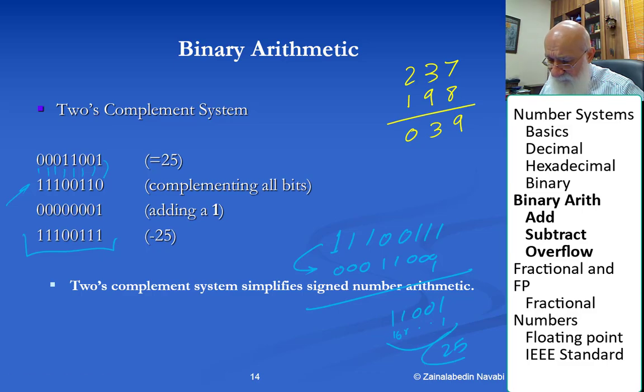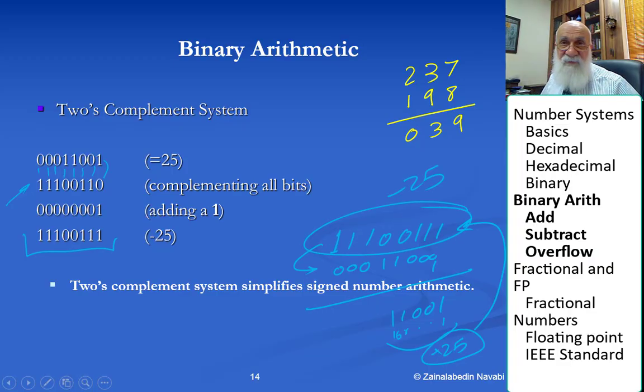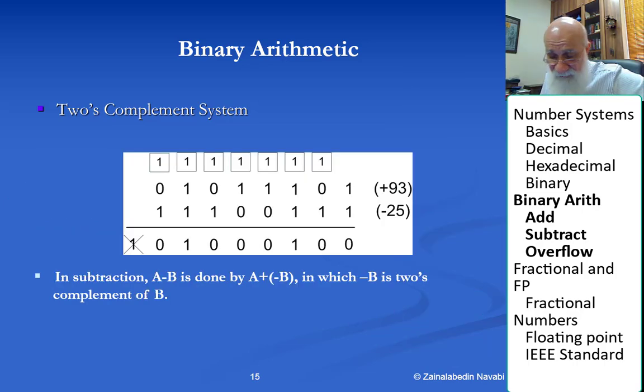Now that you have 25, that's plus 25. Then you say, if this was 25, because I went through this procedure and found 25, therefore this is minus 25. So this is minus 25. The procedure is a little bit more difficult than sign and magnitude, but the beauty of it is that you can very easily add and subtract, as we will be seeing next.